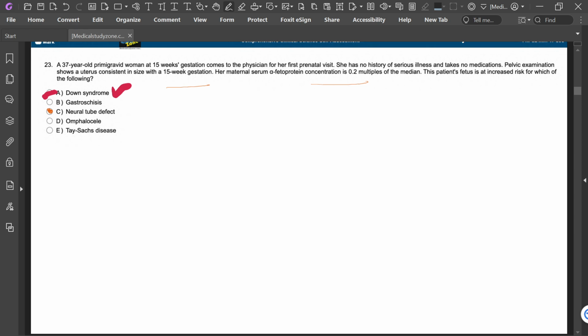Okay, next. A 37-year-old primigravida woman at 15 weeks gestation comes to the physician for her first prenatal visit. She has no history of serious illness and doesn't take medication. Pelvic exam shows a uterus consistent in size with 15 weeks. Her maternal serum alpha fetoprotein concentration is 0.2 multiples of the median. This patient's fetus is at increased risk of which of the following?